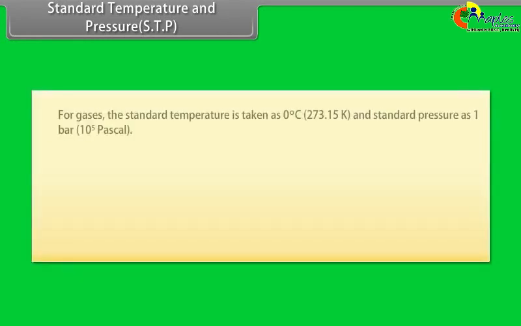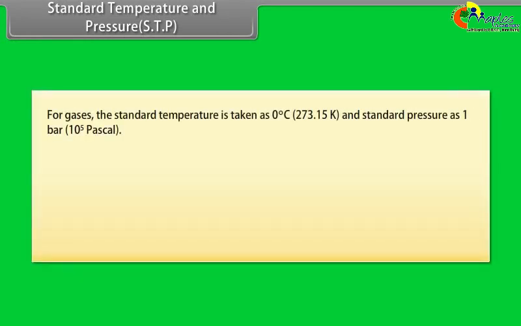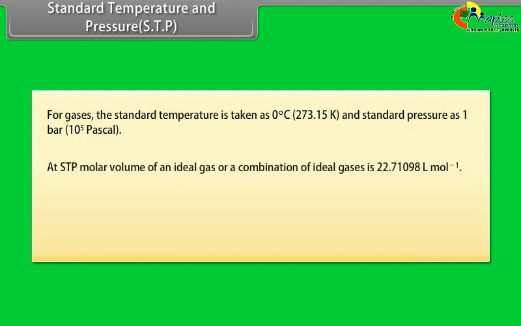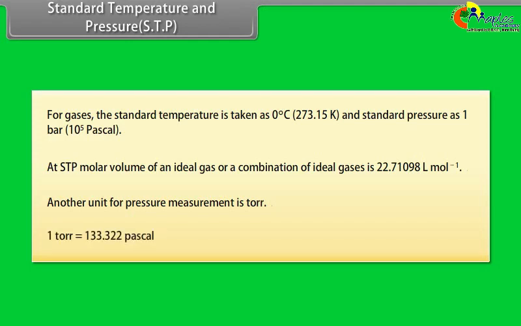Standard temperature and pressure, STP. For gases, the standard temperature is taken as 0 degrees Celsius or 273.15 Kelvin and standard pressure as 1 bar or 10^5 Pascal. At STP, the molar volume of an ideal gas or a combination of ideal gases is 22.71098 liter per mole. Another unit for pressure measurement is torr. 1 torr is equal to 133.322 Pascal.